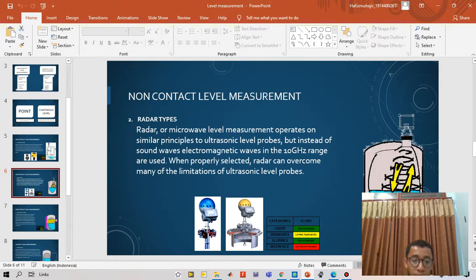Radar can: 1. Be unaffected by temperature change in the tank air space. 2. See through heavy foam to detect the true material level. 3. See through heavy vapor in the tank air space to detect true material level.